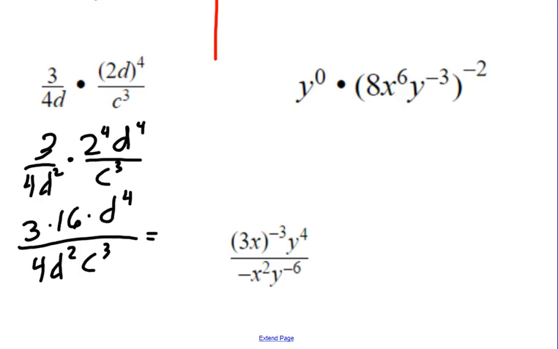Okay, now we try to reduce if we can. We have regular numbers. 16 divided by 4 is 4. So I have 4 in the numerator. I see d's in the numerator, I see d's in the denominator. So we're going to subtract those exponents. 4 minus 2 is 2. And there's more d's up on the top, so we're going to write d squared on top. And are there c's in the numerator and denominator? No. So all we have is c cubed on the bottom.